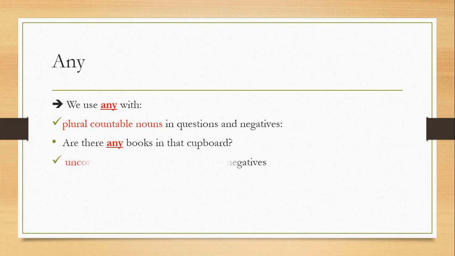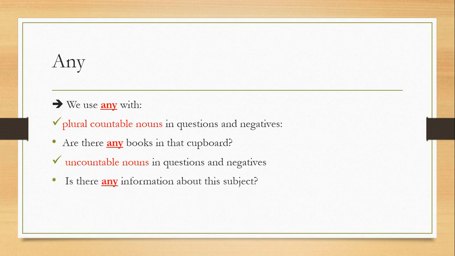Then we use it again with uncountable nouns and again in questions and negatives. So for example, is there any information about this subject? Okay, so we have a question and the uncountable noun information. Then we have there isn't any milk left. Any milk, we have milk uncountable, and then we have a negative sentence. So any is only for negatives and questions, be it countable noun or uncountable.